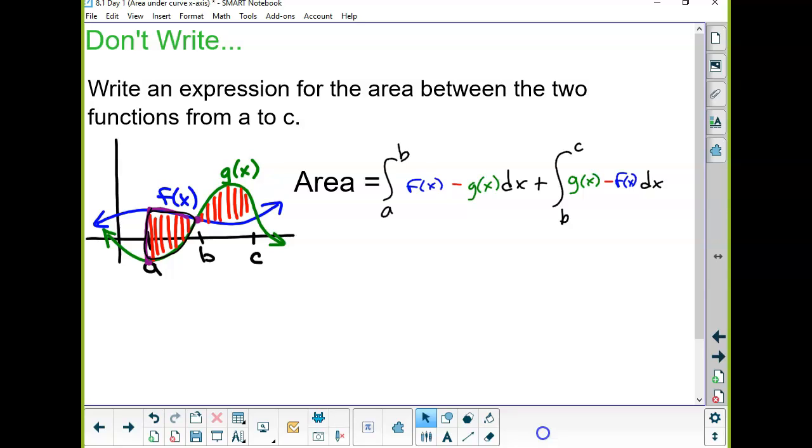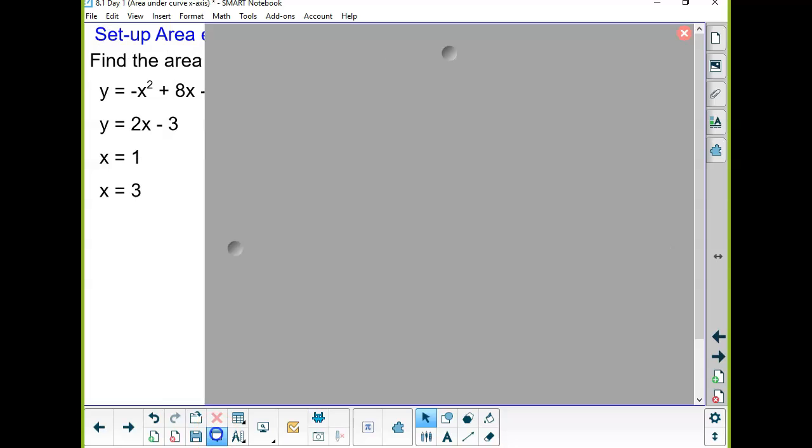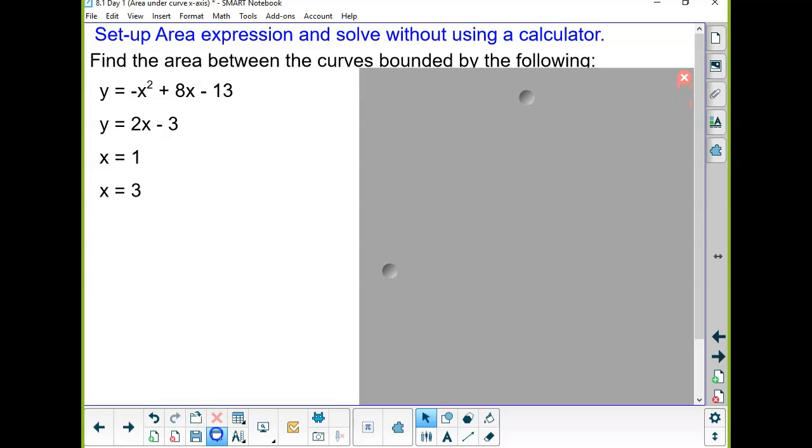And that's it. Okay? Now, the important thing, what if you don't have a graph? Okay? How do we do this if we don't have a graph? There's ways around it, but if we have the graph, it makes it so much easier. Okay, this one, we are going to set up the expression and solve without using a calculator. So we do keep in mind that there are times, a lot of times, that you're going to be asked to do problems like this without a calculator. Now, actually, this one, I could not even give you the graph.